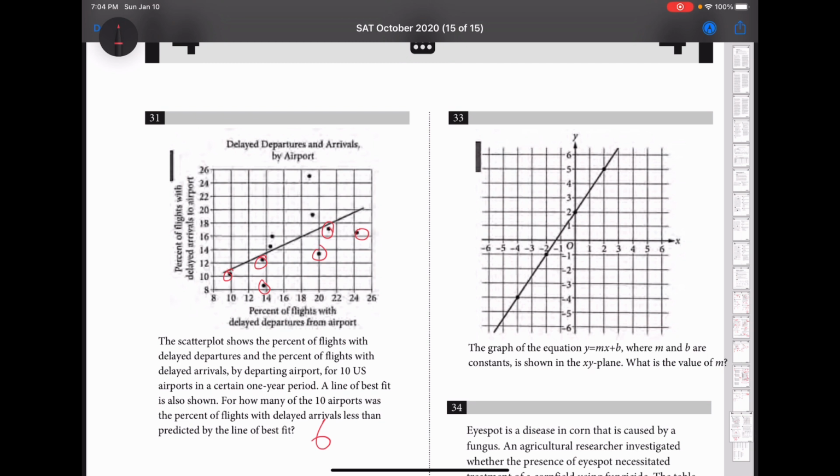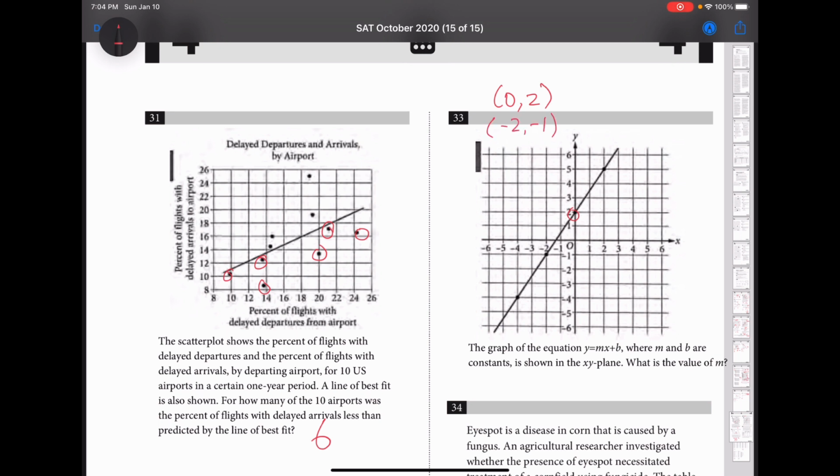Number 33. The graph of the equation y equals mx plus b, where m and b are constants, is shown in the xy plane. What is the value of m? They're asking you to find the slope of the line, because that's the value of m. So we have two coordinates here. The first coordinate is (0, 2), and the second coordinate is (-2, -1).